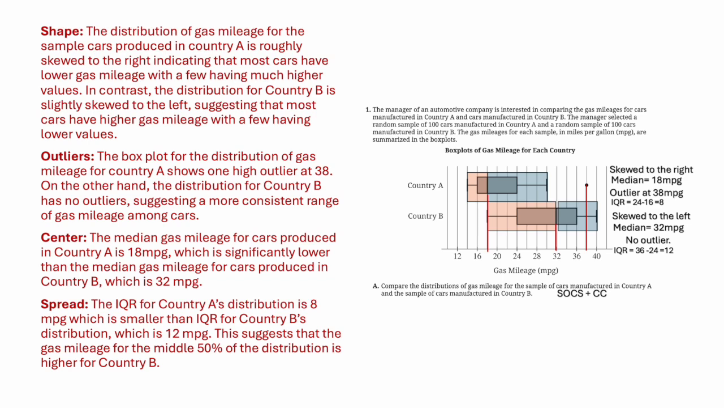The IQR of country A's distribution is 8 miles per gallon, which is smaller. Again, I used a comparative term than the IQR for country B's distribution, which is 12 miles per gallon. So this suggests that the gas mileage for the middle 50% of the distribution is higher for country B. So overall, country B's cars score better in performance compared to country A cars.